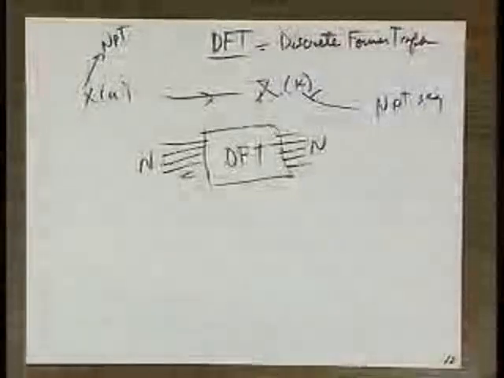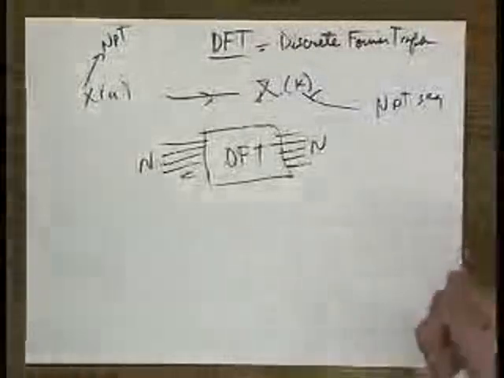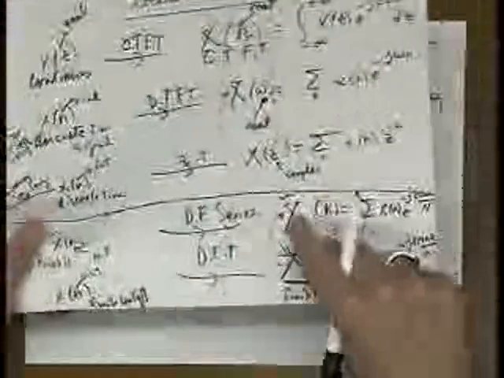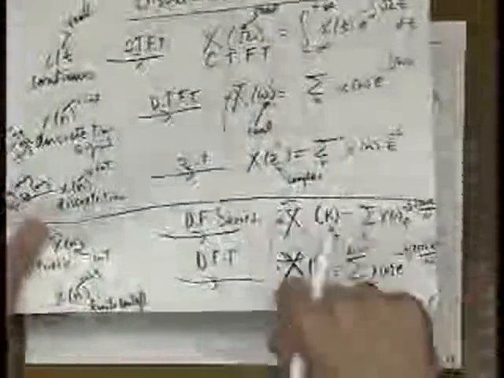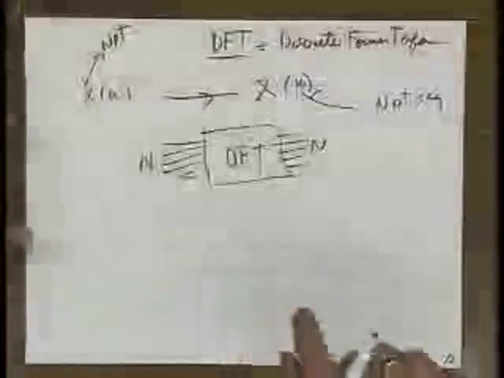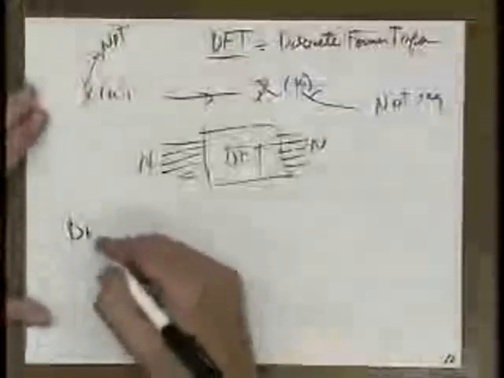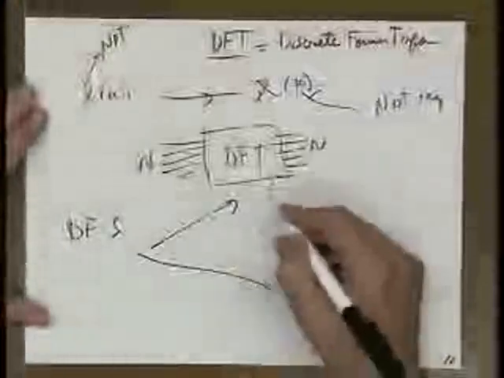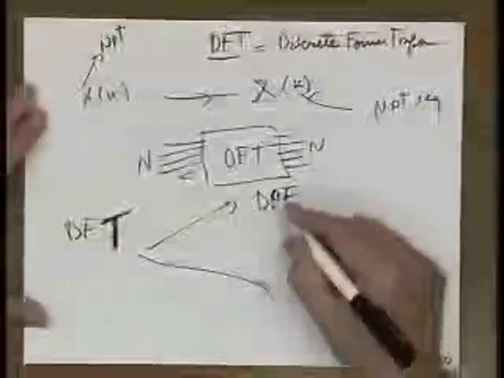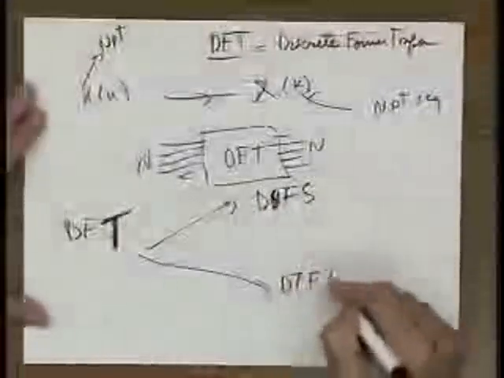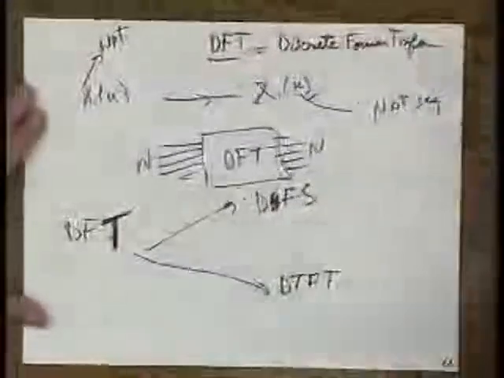So there are 2 ways of arriving at the DFT, as I mentioned earlier. One is to relate it to discrete Fourier series, and since we just did discrete Fourier series and it's fresh in your mind, let me start with that. And another way is to arrive at it from the discrete time Fourier transform. So the discrete Fourier transform can be related to the discrete Fourier series or the discrete time Fourier transform. So let me start by talking about this.